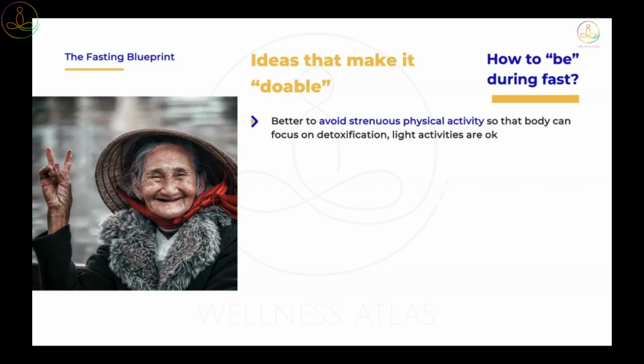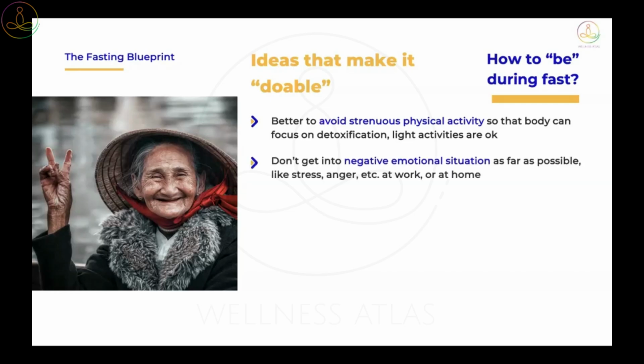You remember the first slide where we saw that 80% of the bandwidth. Now in a fast, that 80% of the body's energy is available to you. It is not required in digestion. So which means that now the body can do so many different things, right? So allow it to do that. Don't get into negative emotional situations as far as possible. Stress, anger at work, at home, relationships. So try to stay a little away from that for those few days you are on fast.